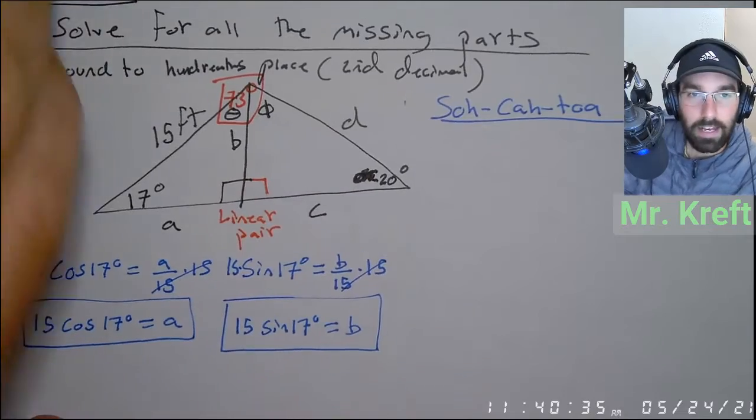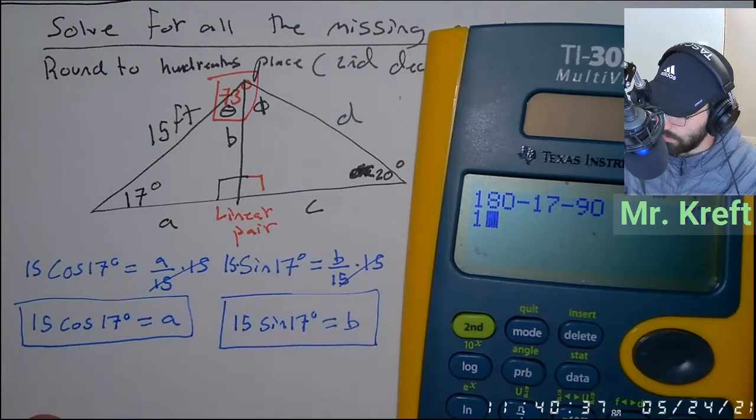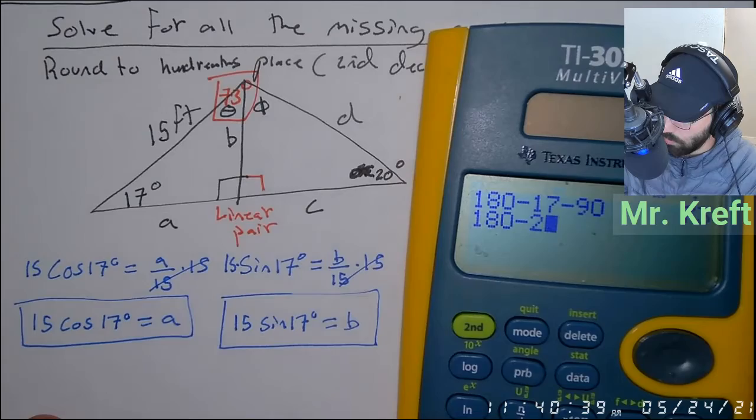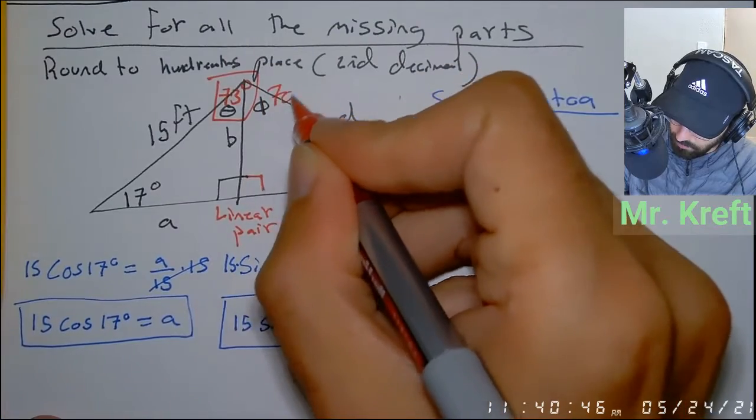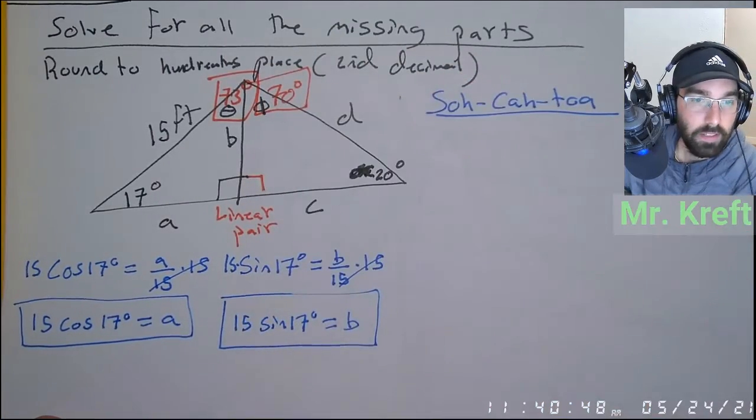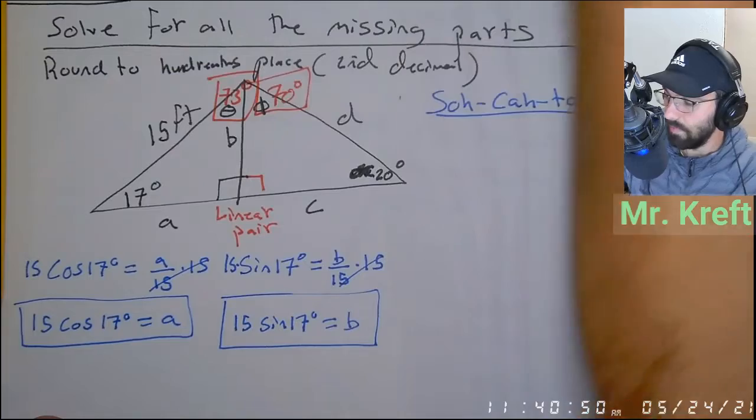We know the angles in a triangle add up to 180. So if I go 180 minus 20 minus 90, I get 70. So that means this angle up here is 70 degrees. Okay, so I get my angle.